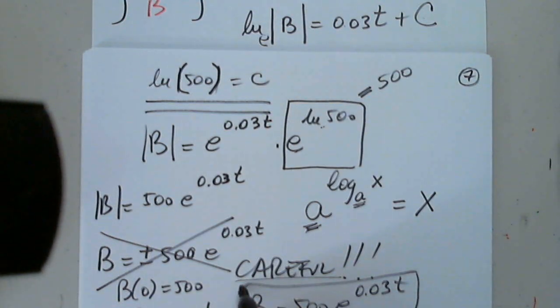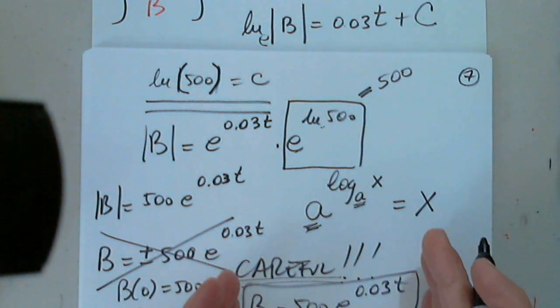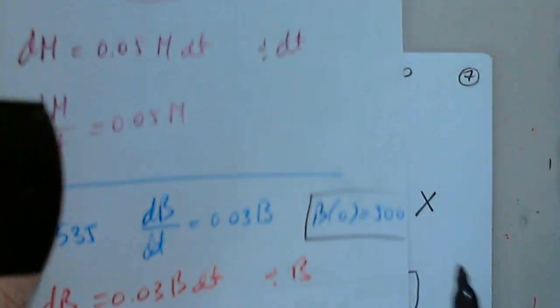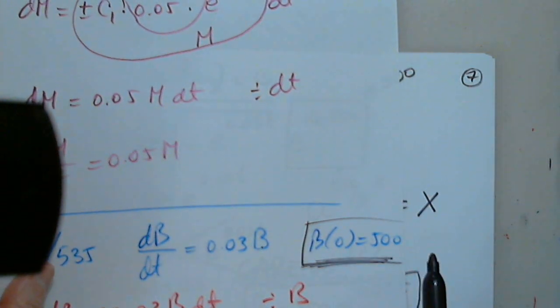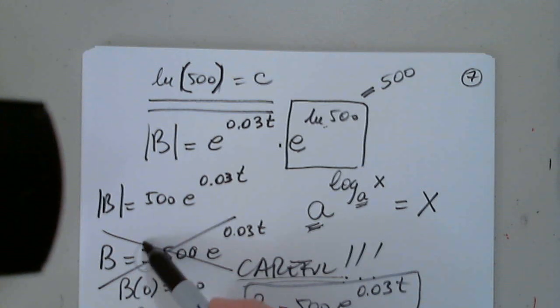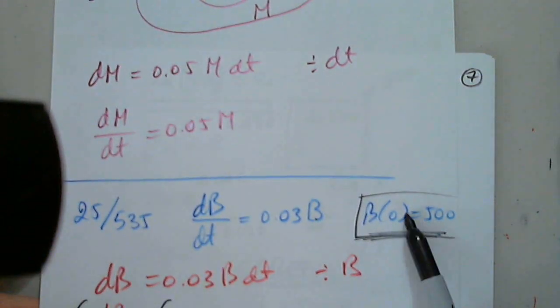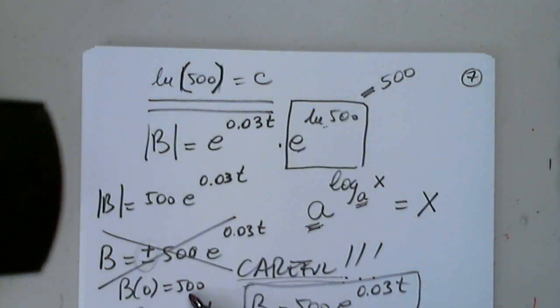So I always have to go back to the initial condition when I determine the final solution, especially when we have two possibilities. I have two possibilities from the absolute value, but only the positive one works, because otherwise b of 0 will not be 500 as given to us.